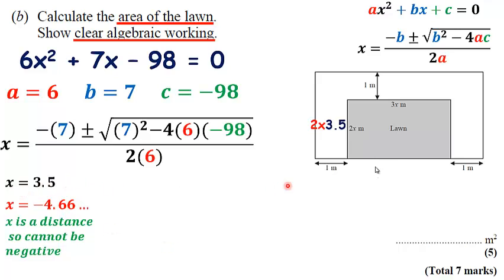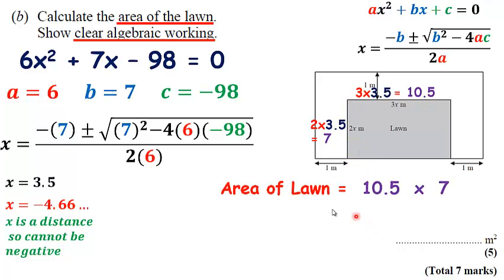Now using that 3.5, I could come along to my diagram. What's 2 lots of 3.5? That's going to be 7. What's 3 lots of 3.5? That's going to be 10.5. So the lawn has a length of 10.5 meters and a width of 7 meters. To work out the area of the lawn, 10.5 times 7, and there you have it, 73.5 meters squared.